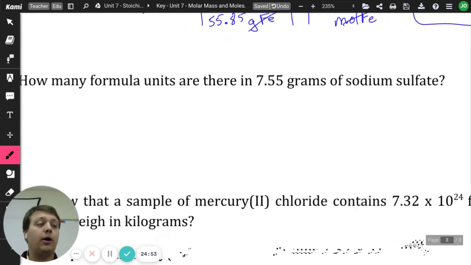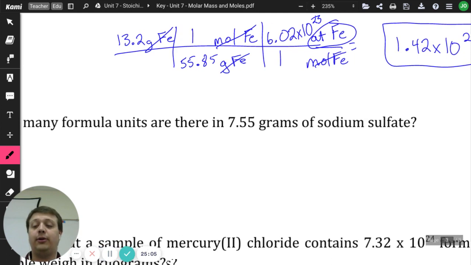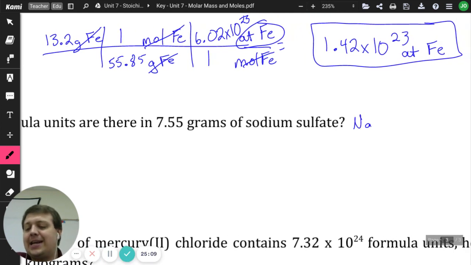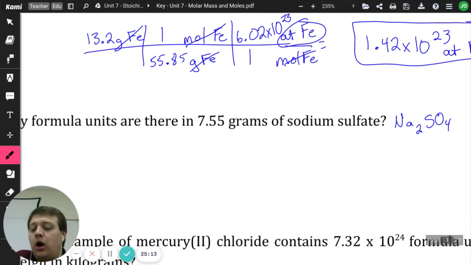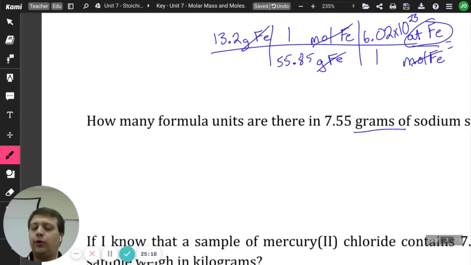All right, so I'm going to do one more with you, and then I'm going to leave the rest of them for y'all to do as practice. All right, so here's my question. How many formula units are there in 7.55 grams of sodium sulfate? Well, what's sodium sulfate? Sodium sulfate is Na2SO4. And we are given a mass. And so if we're given a mass, we're going to have to use our molar mass.